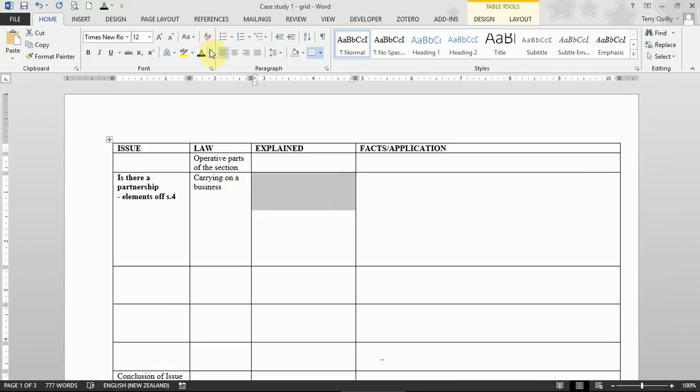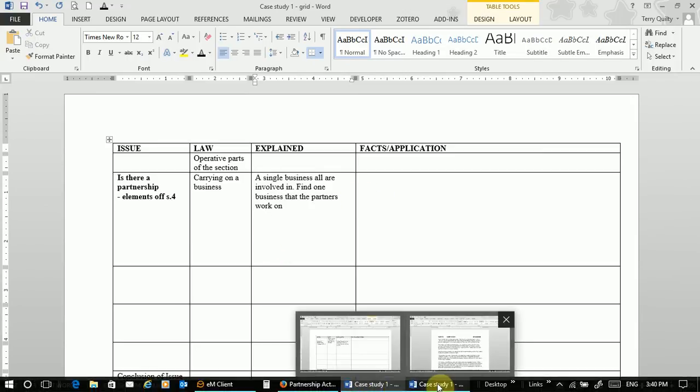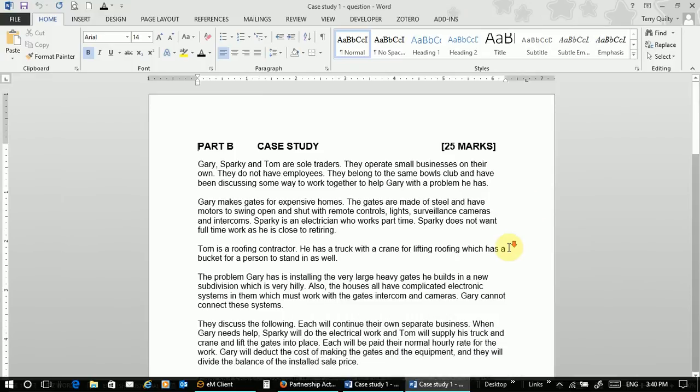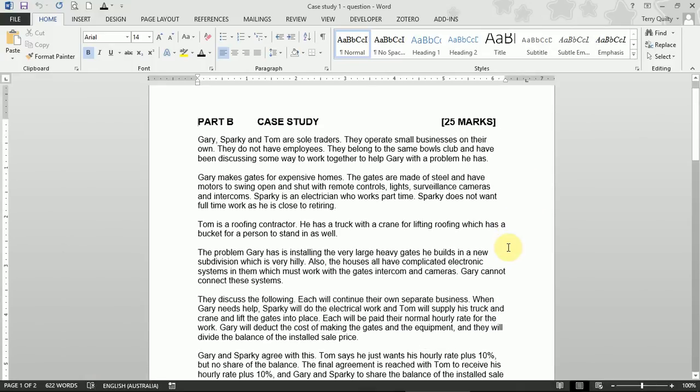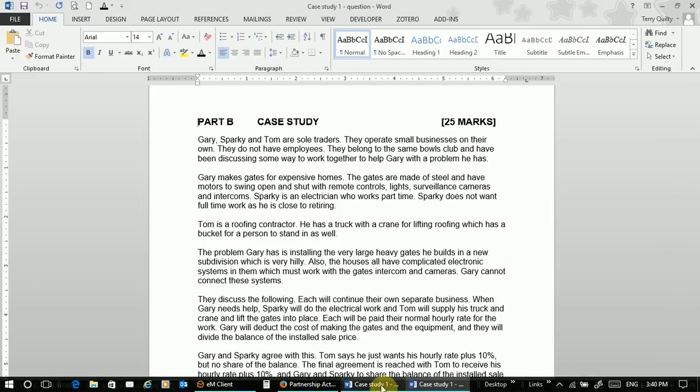Now, are we carrying on a business? Is there a single business all are involved in? That would be our first issue. Now, when you look through these facts, it's not entirely clear. We have Tom, Gary, and Sparky doing separate businesses, and you could argue that Tom and Sparky are simply providing services to help Gary.